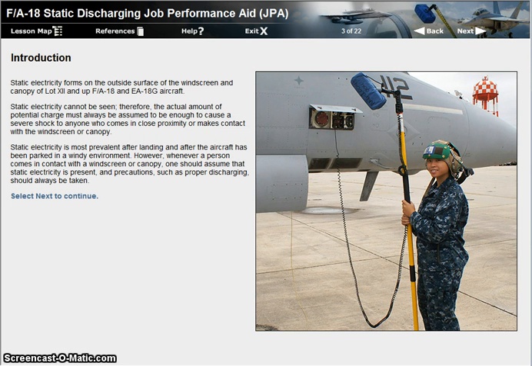Static electricity forms on the outside surface of the windscreen and canopy of Lot 12 and up FA-18 and EA-18G aircraft. Static electricity cannot be seen. Therefore, the actual amount of potential charge must always be assumed to be enough to cause a severe shock to anyone who comes in close proximity or makes contact with the windscreen or canopy.